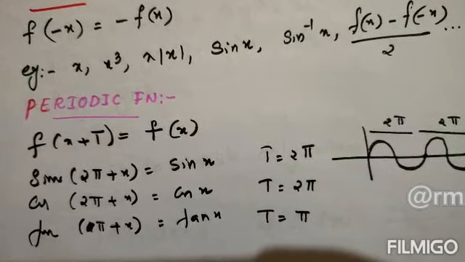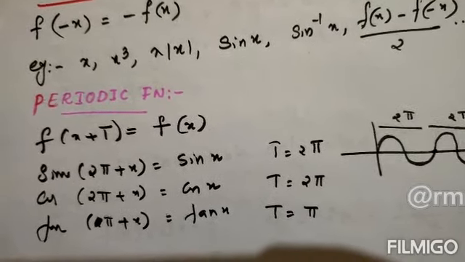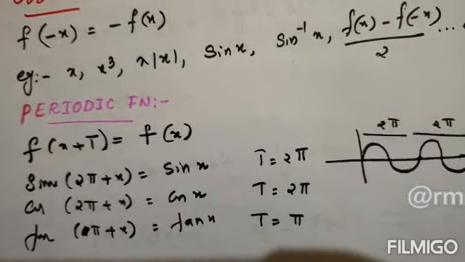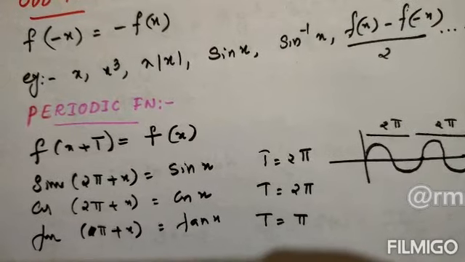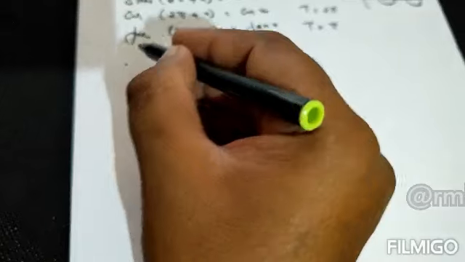cos(2π + x) = cos x, period is 2π. tan(π + x) = tan x, period is π. These are examples of periodic functions. Now some questions dealing with functions.